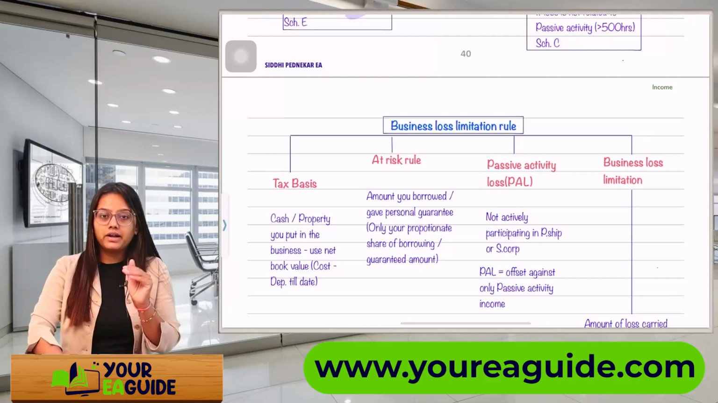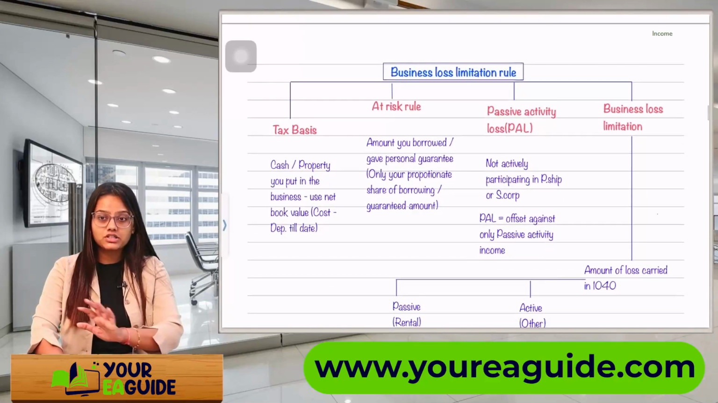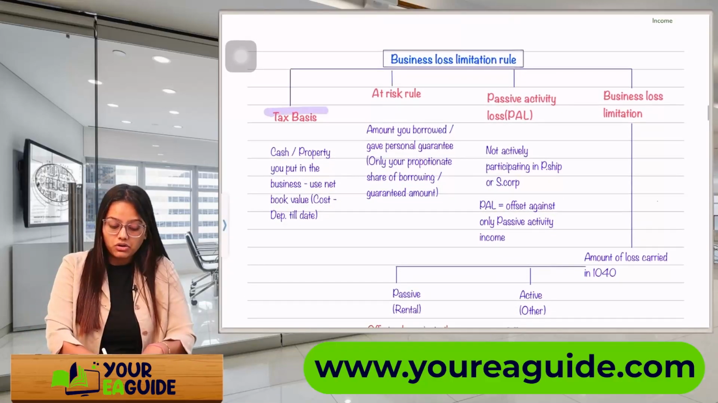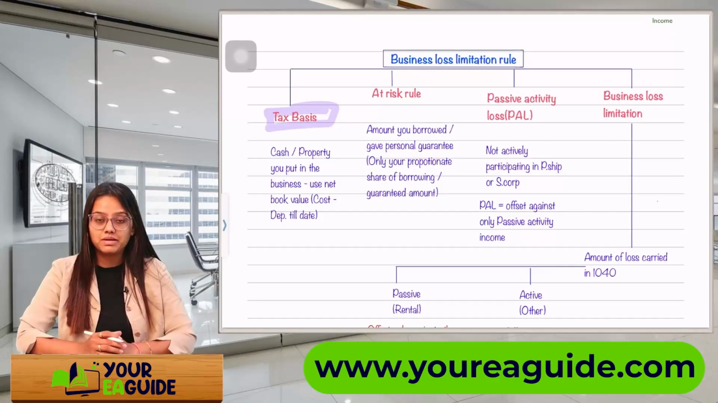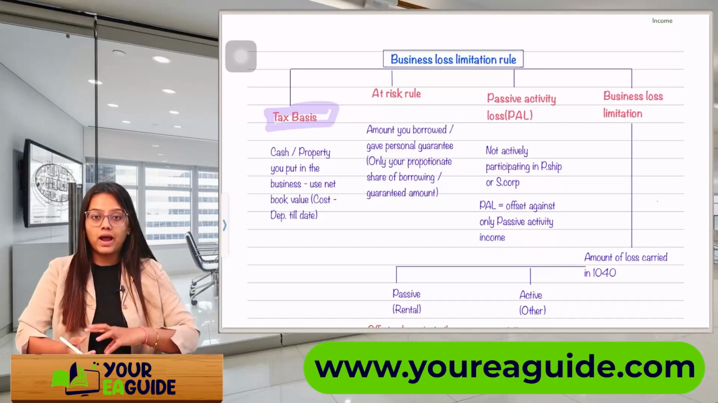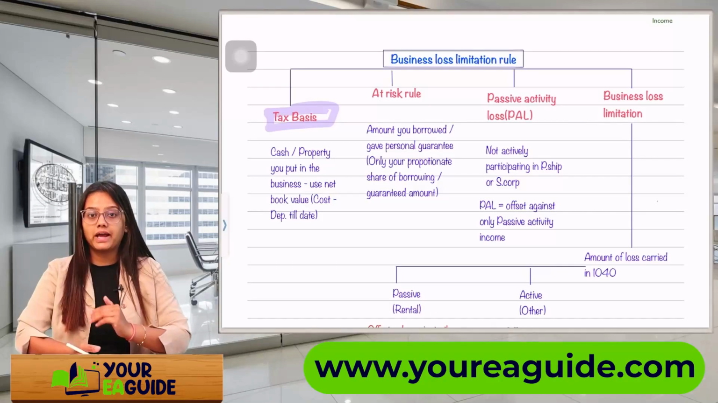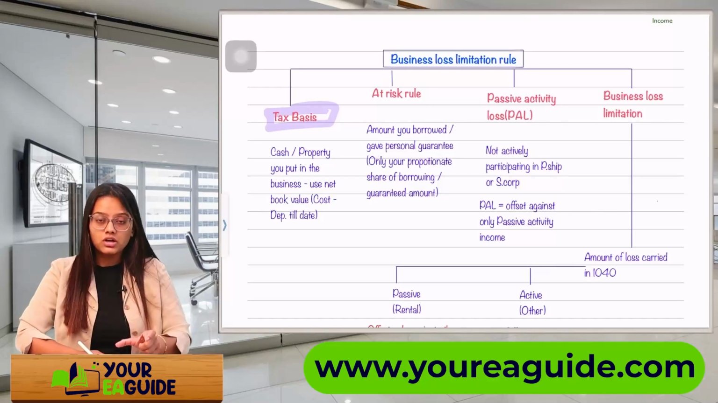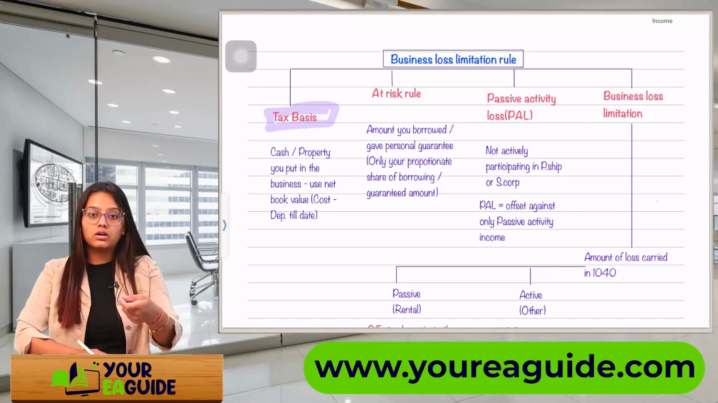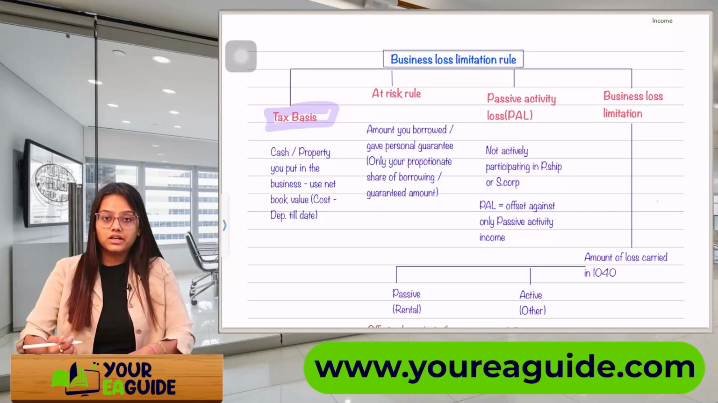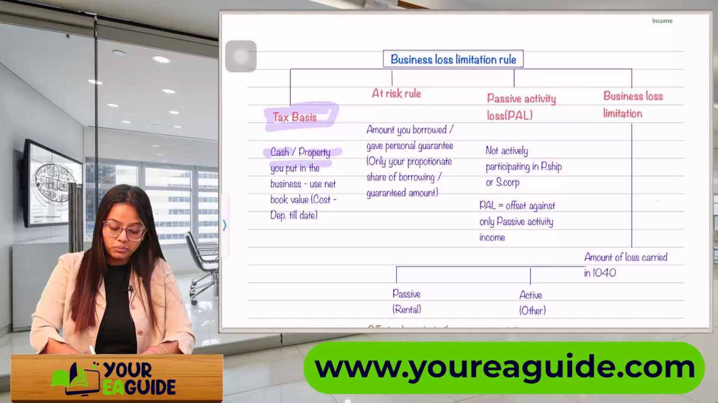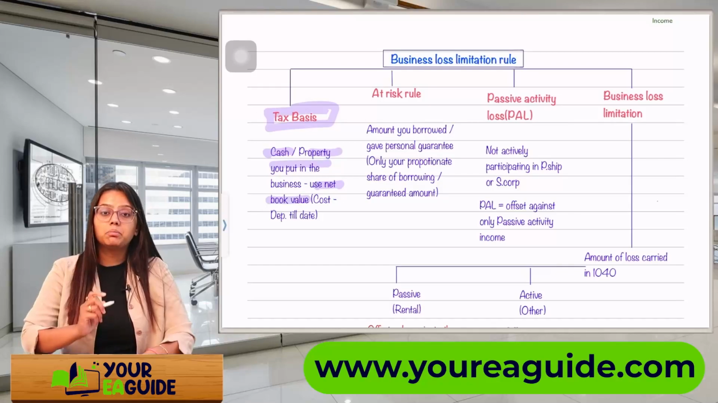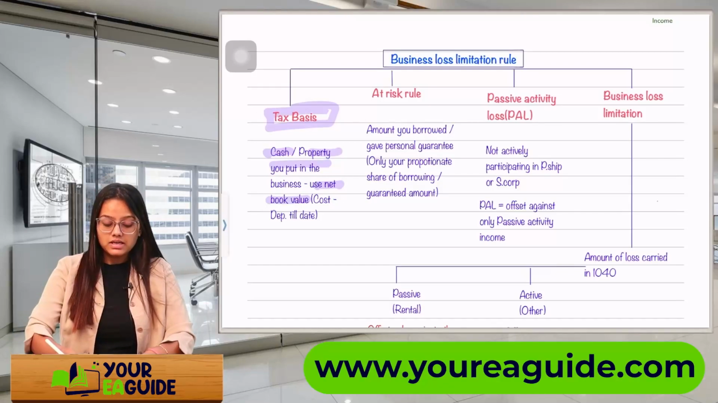Here a little glimpse of it is mentioned, but it's actually a very huge topic. First of all, you will use the tax basis. The cash property which you actually put into the business, the initial contribution you bring into the business, whatever cost you incur to bring into the business, that is your tax basis. For property put into the business, use net book value, that is cost minus depreciation up to the date. Second is at risk.